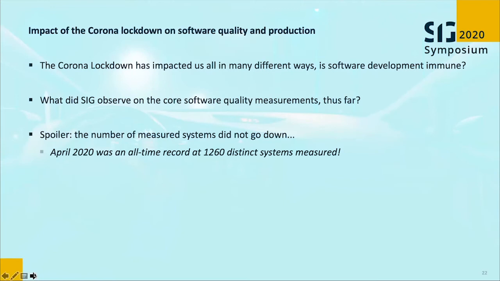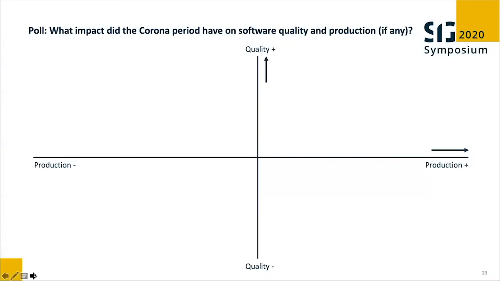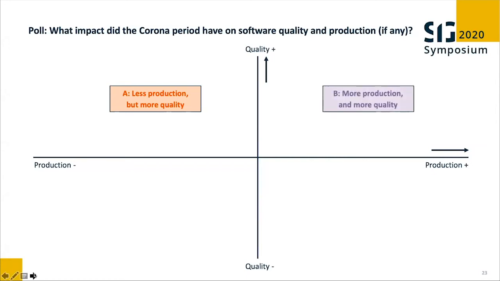We only have 5 minutes left, so I want to spend good time on also looking at the impact of the Corona lockdown. Without going into too much detail, it was very interesting to go through this analysis and try to find, is there any impact? Do we see impact of the Corona situation? We do a quick poll here where we're going to ask you, do you expect that on average there was less production and more quality? Was there more production and more quality? So that was the optimal situation.